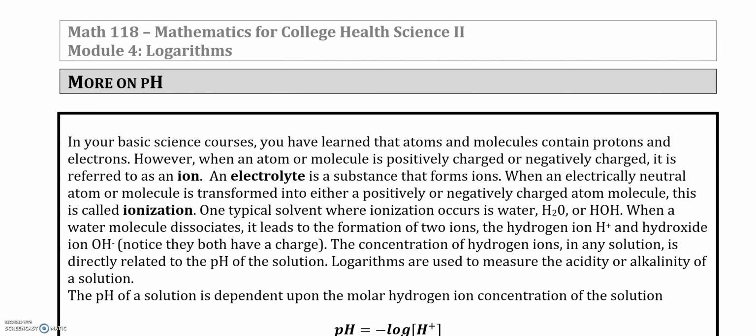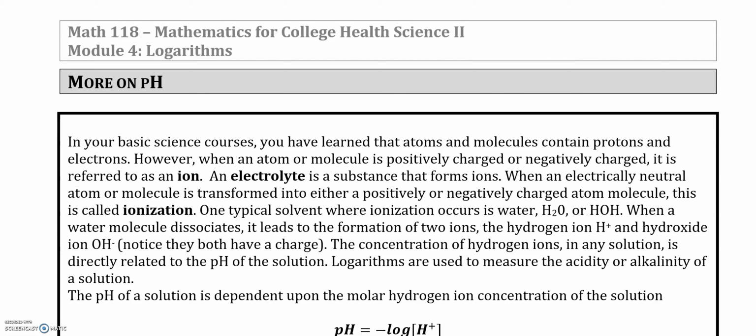Water is a typical solvent where ionization occurs. When a water molecule dissociates, it leads to the formation of two ions, the hydrogen ion, H+, and the hydroxide ion, OH-. Notice that both of these have a charge. The concentration of hydrogen ions in any solution is directly related to the pH of the solution. A logarithmic equation is used to measure the acidity or alkalinity of the solution.